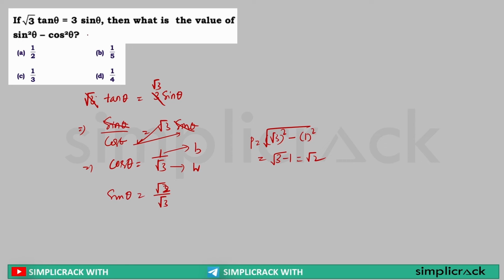Now here it is saying sine square theta minus cos square theta. Sine square theta means root 2 by root 3 square, minus cos square theta means 1 by root 3 square. Here root 2 square is equal to 2, root 3 square is 3, minus 1 by 3. 2 minus 1 is equal to 1. Denominator 3. Answer option C.